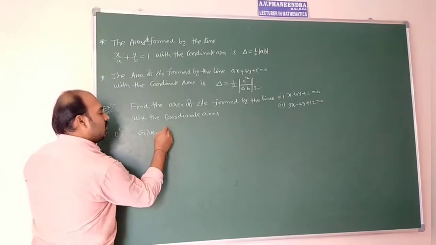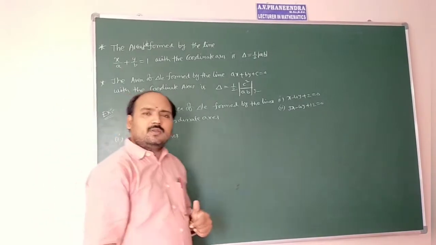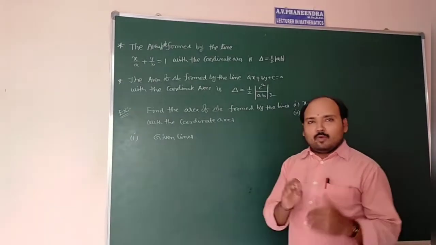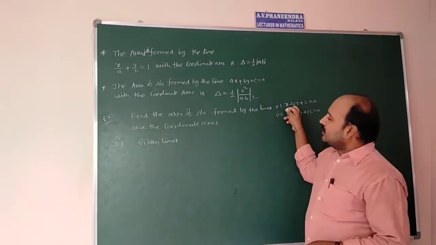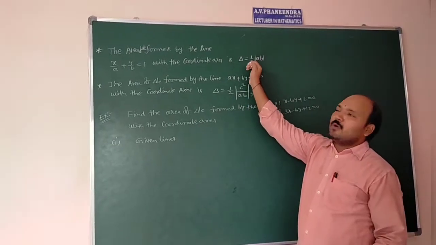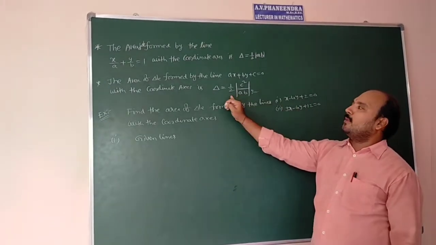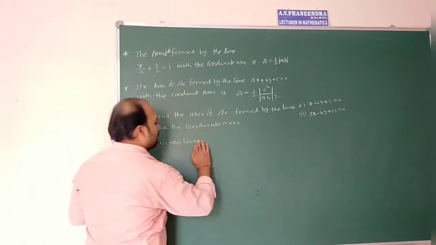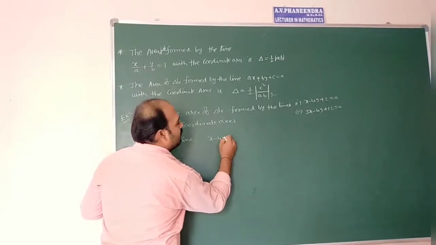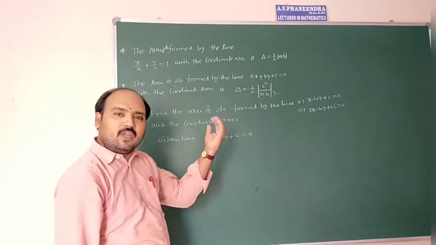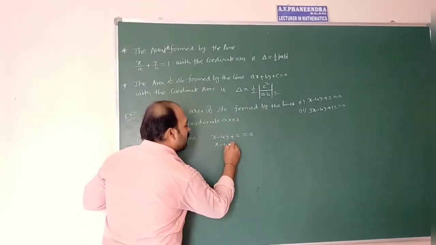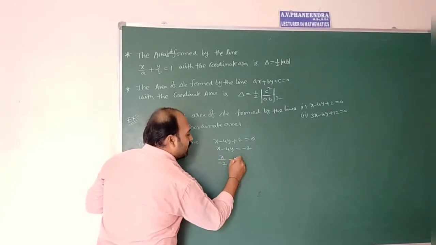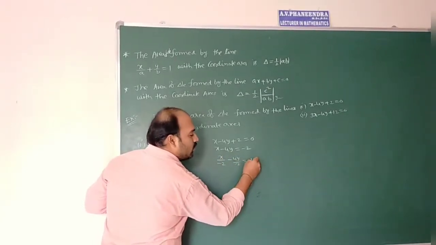Given line. In this question, both the lines are in the form of ax plus by plus c equal to 0. But for the first question I am going to use this method, that means the first formula. For the second question, I am going to apply this second formula. But anyway, you will get the same answer. Given line, first line is what? x minus 4y plus 2 equal to 0. Making this equation into intercept form: x minus 4y is equal to minus 2. Dividing both sides by minus 2: x by minus 2 minus 4y by minus 2 is equal to 1.